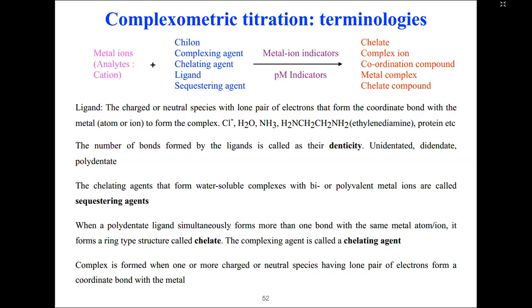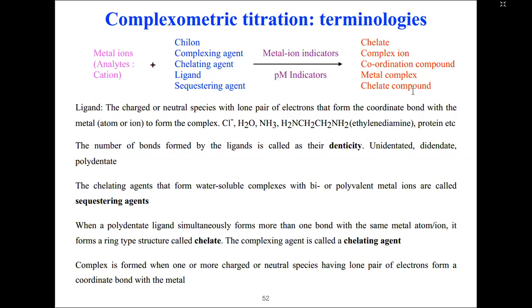So let's get into the topic. Complexometric titration. These are some of the terminologies that we need to get familiar with. Like I showed in the previous slide, there is a metal, which we call analyte, or since it's in the ionic form, it is a cation. And there is a ligand. They have different names: you can call it ligand, complexing agent, chelating agent, sequestering agent. These two form a complex, which is called chelate, complex ion, coordination compound, metal complex, or chelate compound.